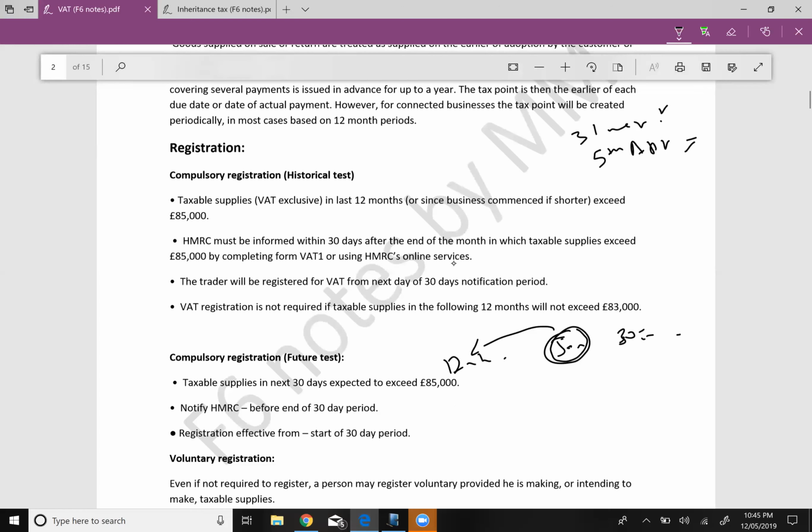That is, you have to inform them that your taxable supply has exceeded £85,000. So you have to inform them within 30 days. It says the trader will be registered for VAT from the next day of the 30-day notification period. So I will inform them by 30th of January and from the next day I will be VAT registered. That is, by 31st of January you will be VAT registered.